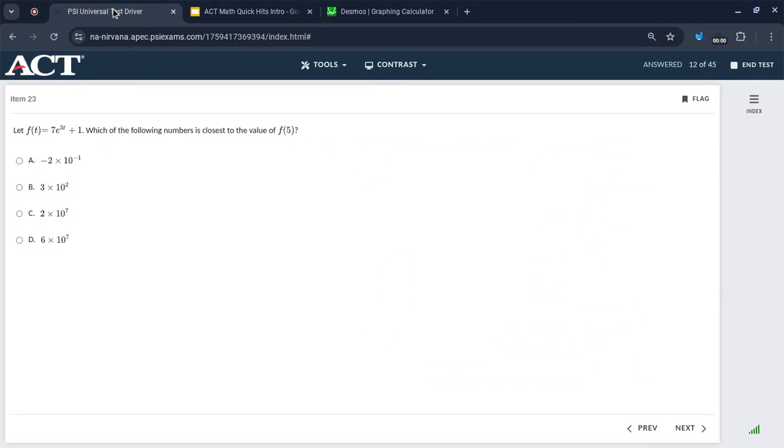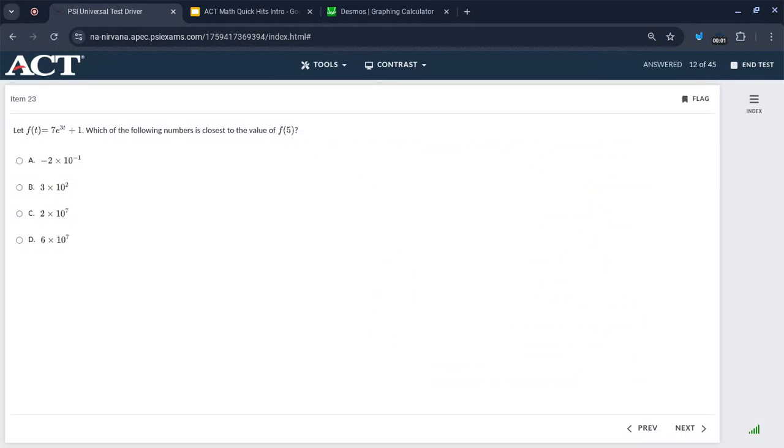All right, so today's question starts with function notation. It tells us f of t equals 7e to the 3t plus 1, so a pretty complicated expression. It has that base of e, which is just a value like 2.7, just like pi. It's an irrational number that just repeats forever. But then it wants us to know, okay, what is f of 5?